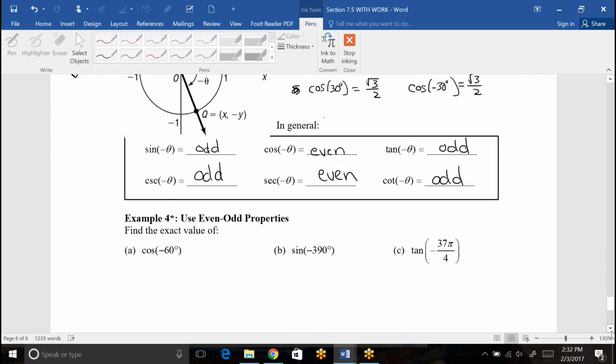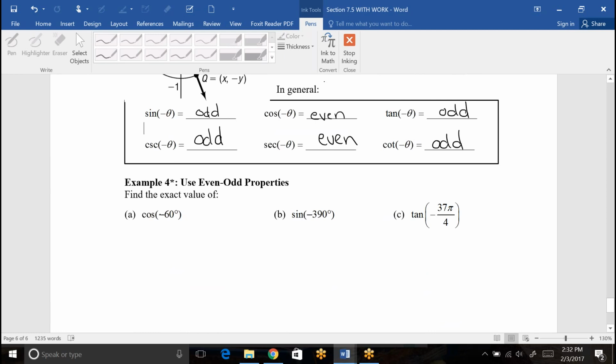So the way we can think about this is that sine of negative theta, because it's odd, means that this is negative sine of theta. I'm going to write this in. Cosecant of negative theta would be negative cosecant of theta. Even means it stays the same, so cosine of negative theta would be the same thing as cosine of theta. Secant would be secant of theta. Tangent and cotangent, because they're odd, they're going to both have the negative on the outside of the original.